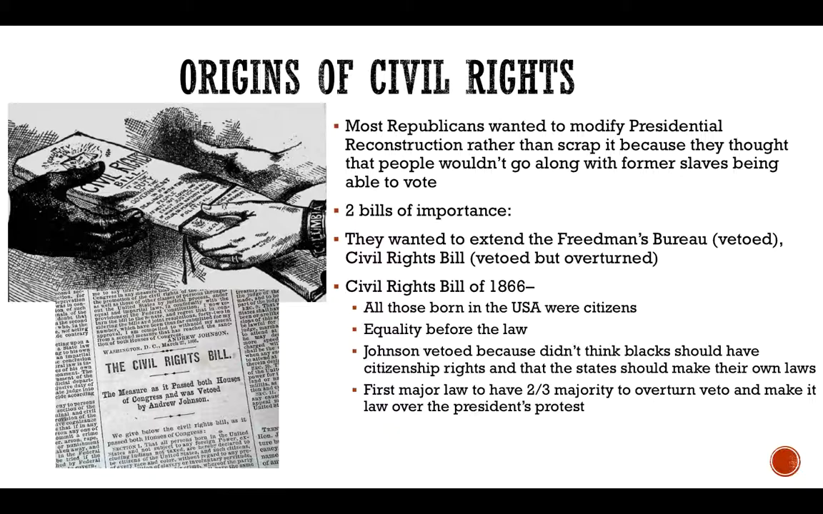So, the Civil Rights Bill of 1866 states that all those born in the United States were citizens and that there should be some measure of equality before the law. And that passed over presidential objection.